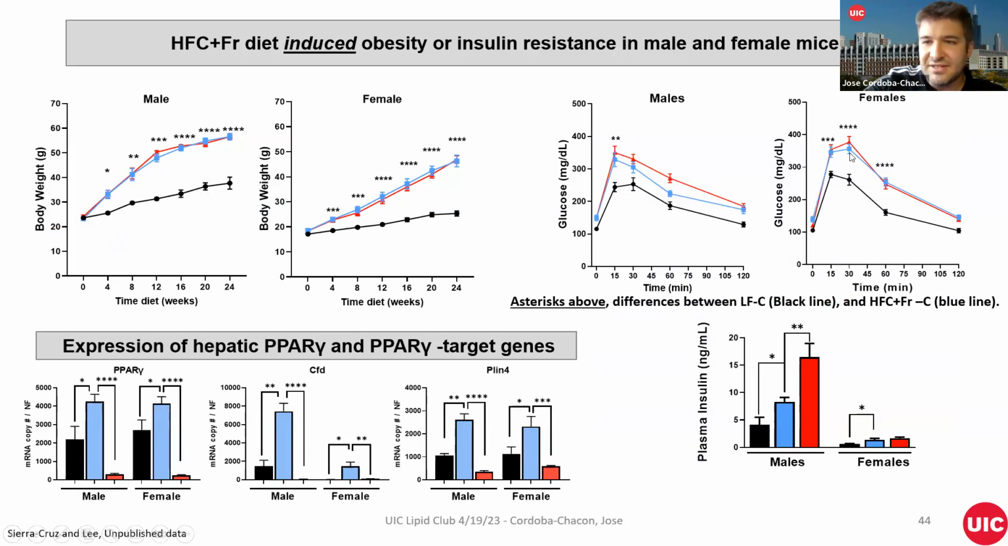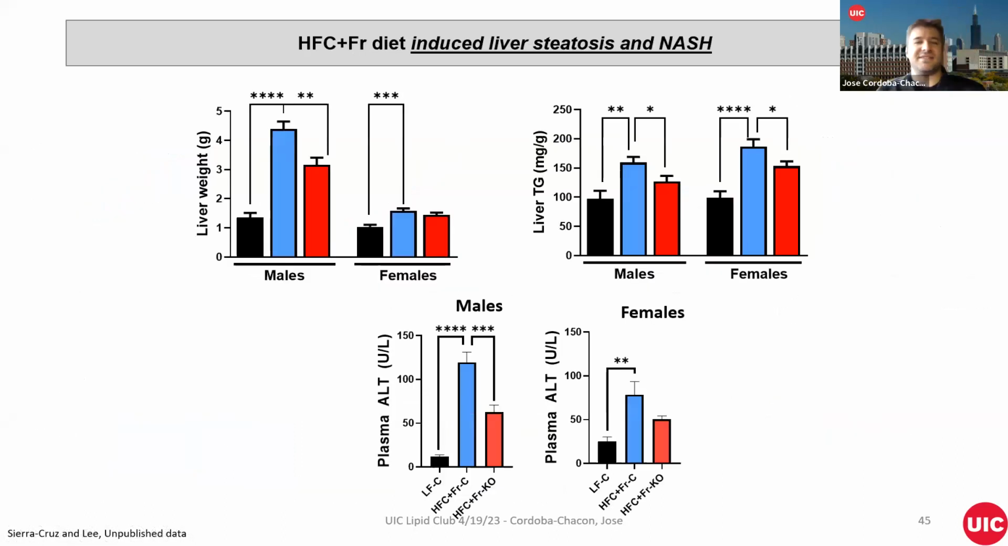Both males and females have glucose intolerance and increased levels of insulin. And as you can see, even the knockout mice have a worsened GTT, which is not significant, but the level of insulin in the circulation is worse. The knockout was effective again. The PPAR gamma target genes were increased in both males and females. But again, we start seeing some gender-dependent effects.